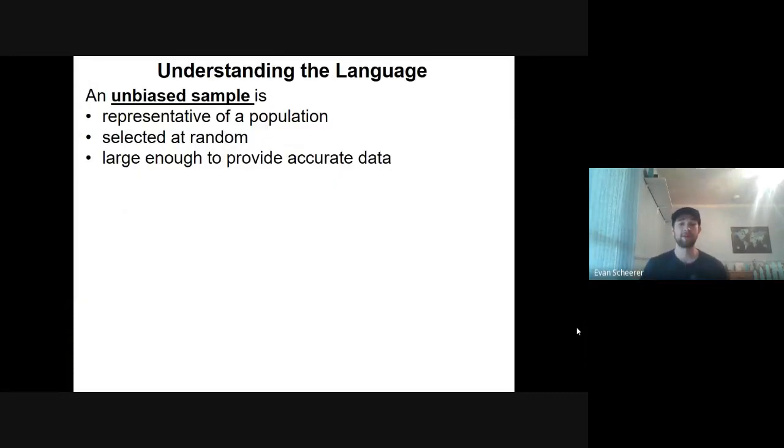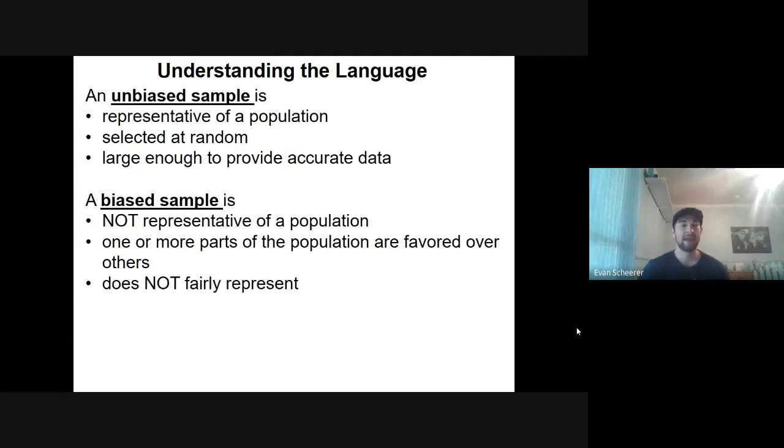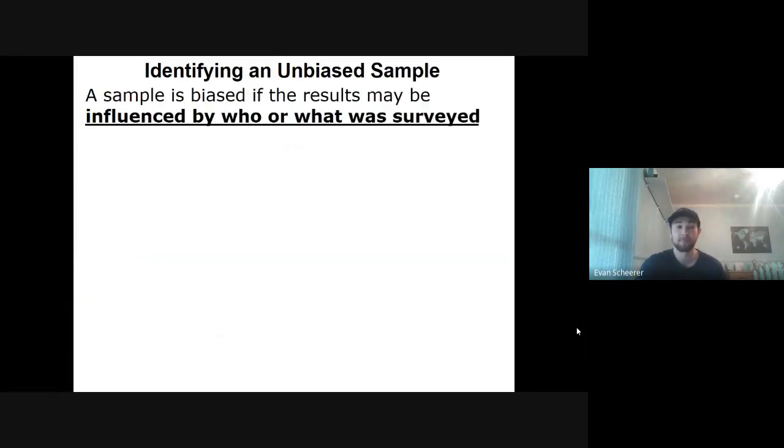Now, we need to talk about biased and unbiased. Some samples are biased, some are unbiased. An unbiased sample is representative of a population, it's random, and it's large enough to give accurate data. A biased sample is not representative of the population. One or more parts of the population are favored over others, and it does not fairly represent it. Maybe it's not big enough to represent it. So you guys can go ahead and write that down, but I'm going to move on. Feel free to pause the video.